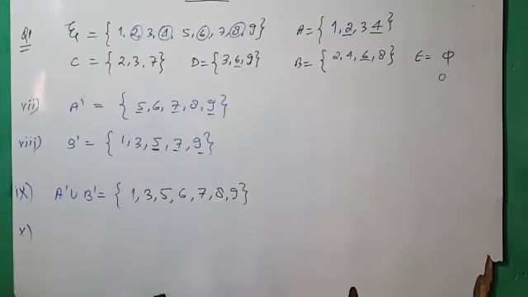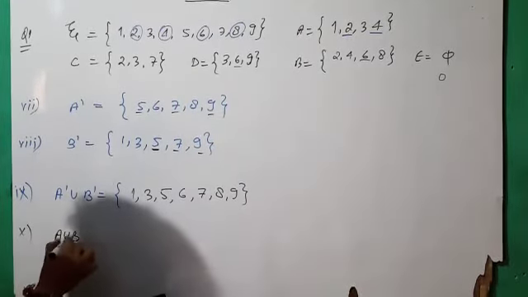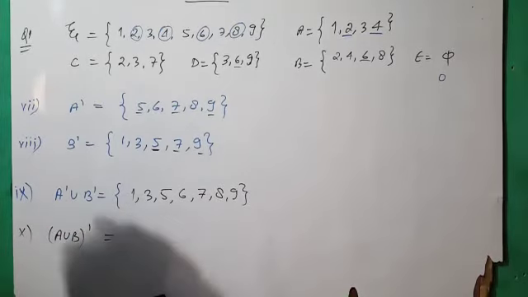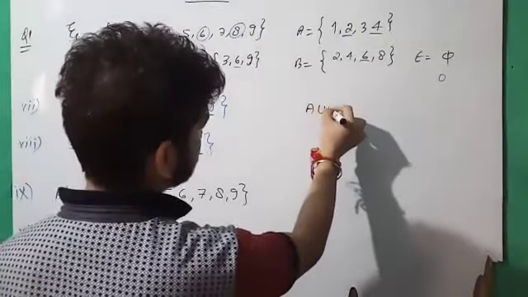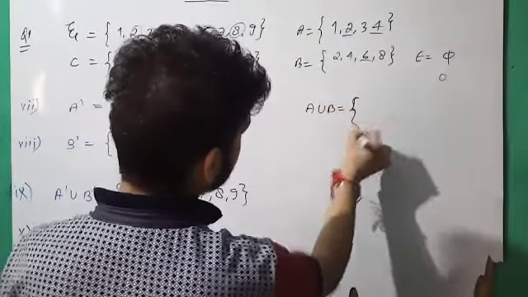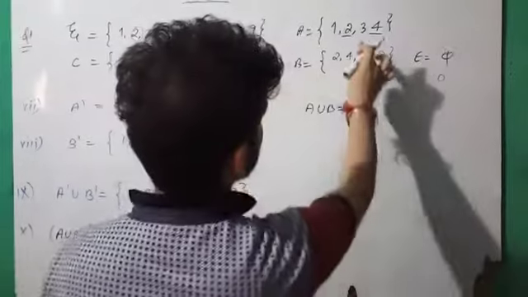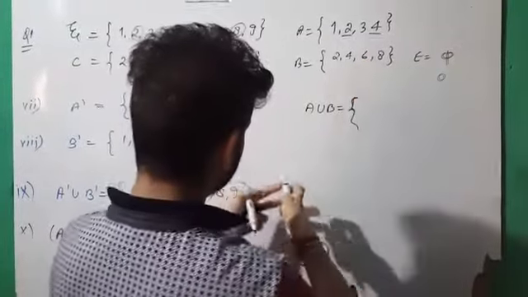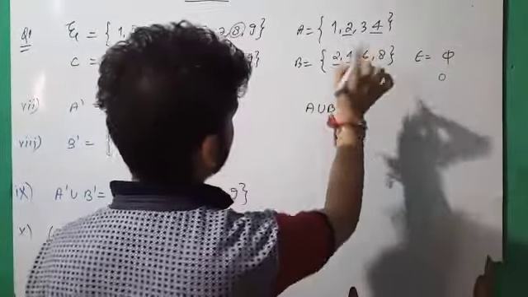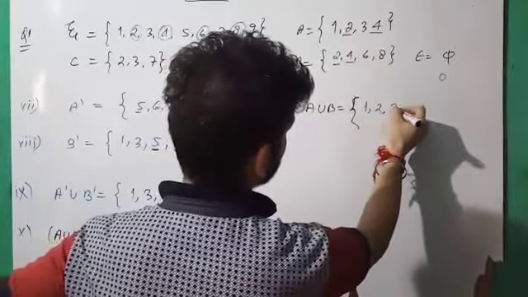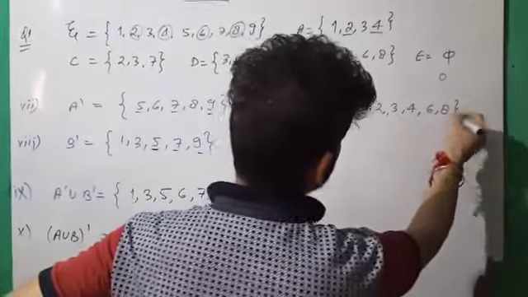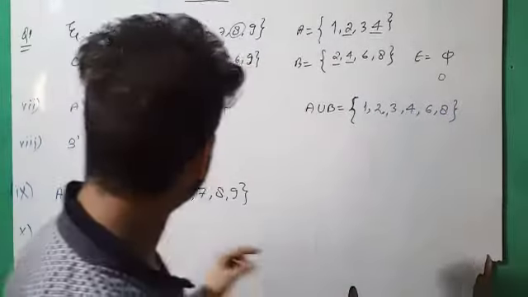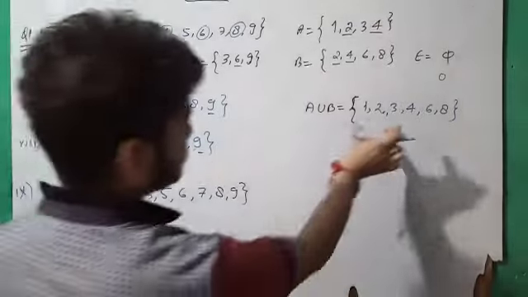Last part, the tenth part: A union B whole dash. It means first of all we have to find A union B. Can you find A union B? Yes, easily. 2 and 4 are the repeated elements, so we write them only one time. So 1 2 3 4 6 and 8. Very important question. A union B is this.